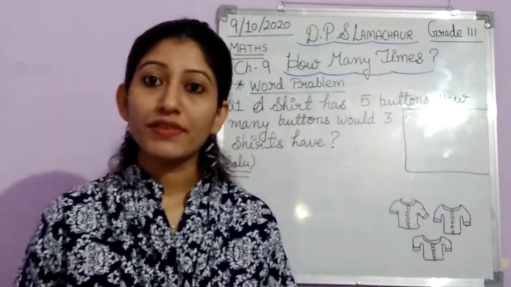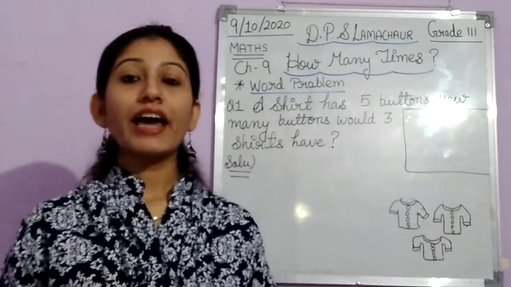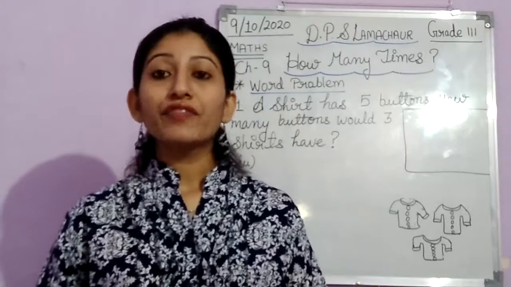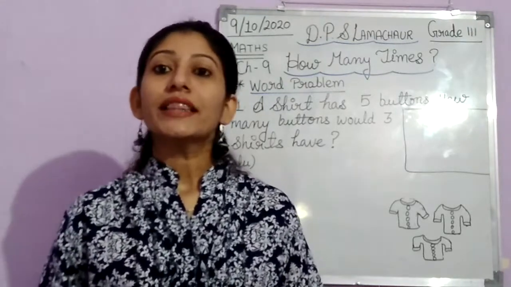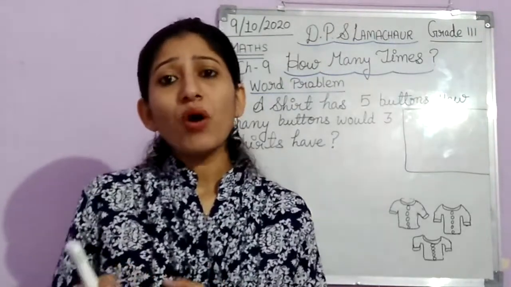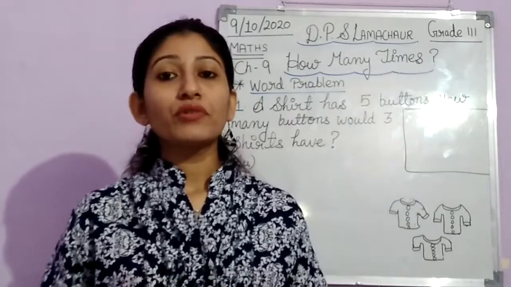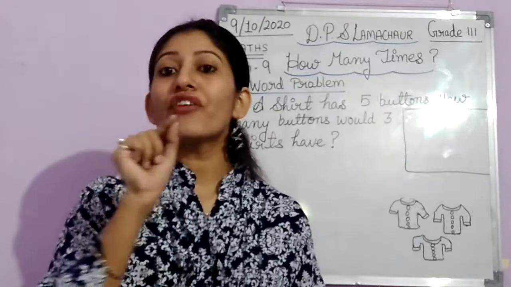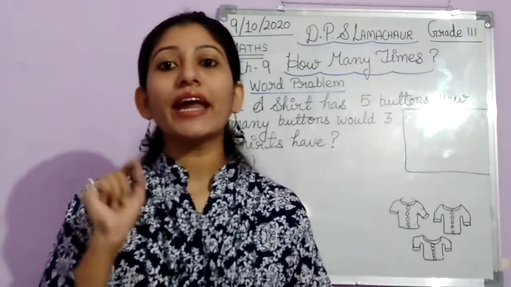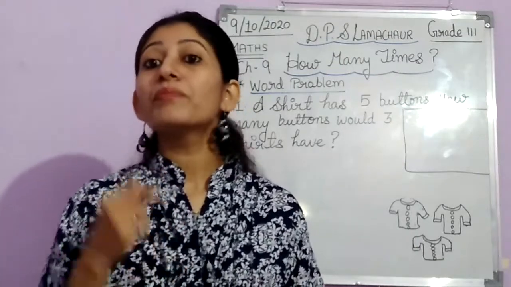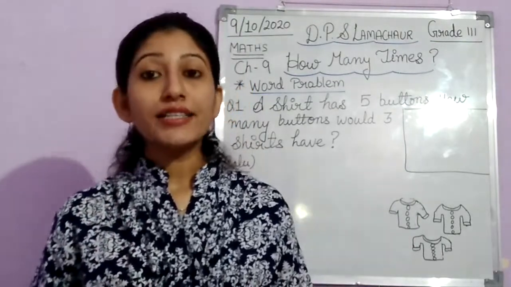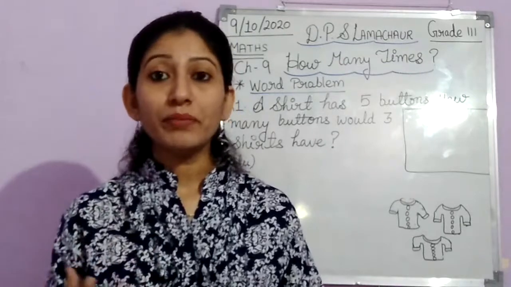In this chapter beta, I have already explained that when we have to calculate something of the same objects, and suppose we have the same object and their numbers are similar, so instead of adding them again and again, we have an easy method to find the answer or to calculate the number.